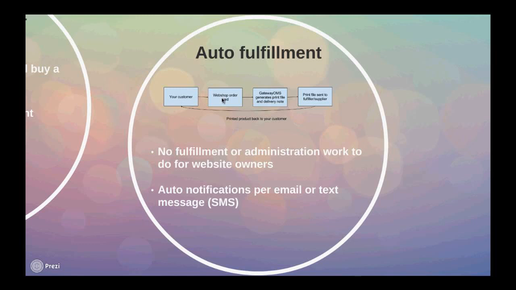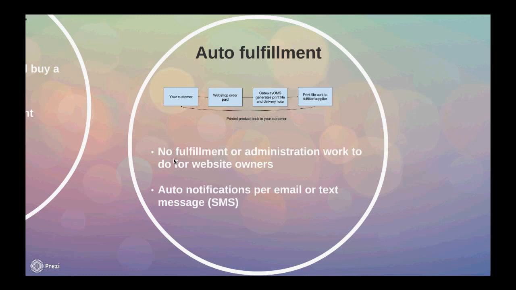So your customer goes to the website, creates the product, designs it, pays for it, and then it goes automated to our gateway OMS system, which then will generate the print file and the delivery note, which then is sent to the fulfillment partner, the supplier who is producing and fulfilling the champagne bottle. And once this is done, he just sends the product with your delivery note, with your logo on it, back to your customer. So that means there is no fulfillment or administration work for you.